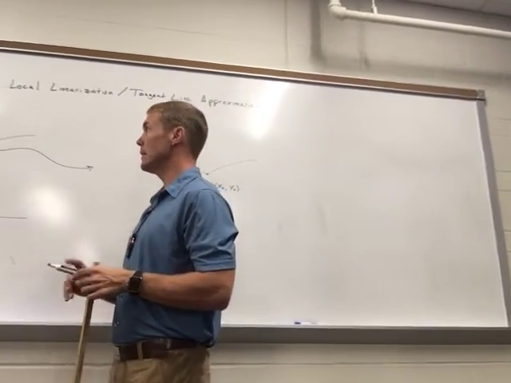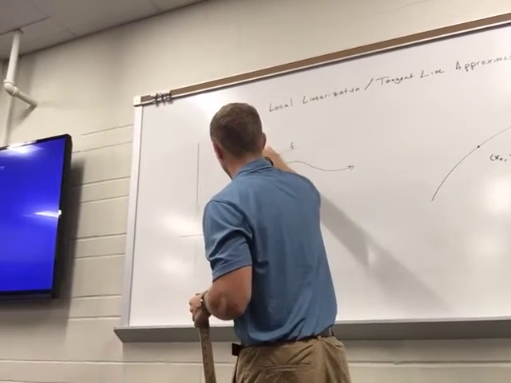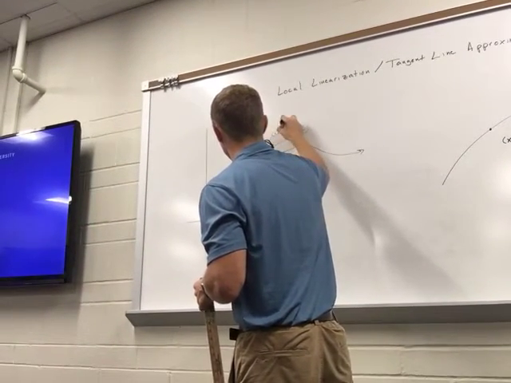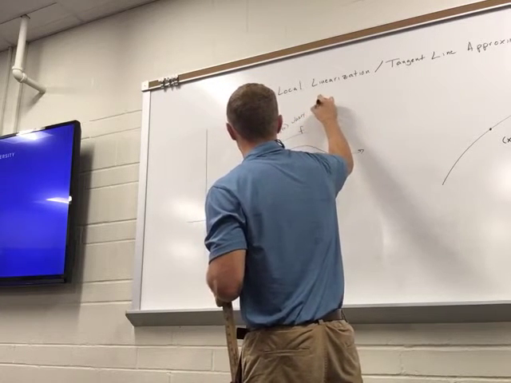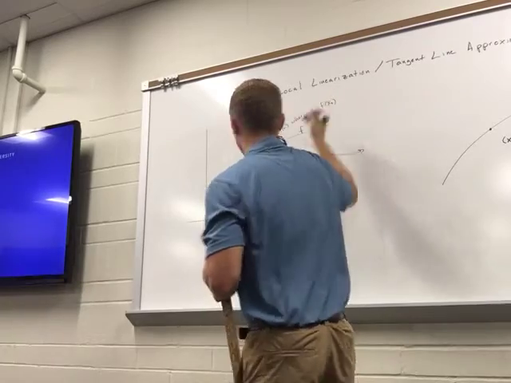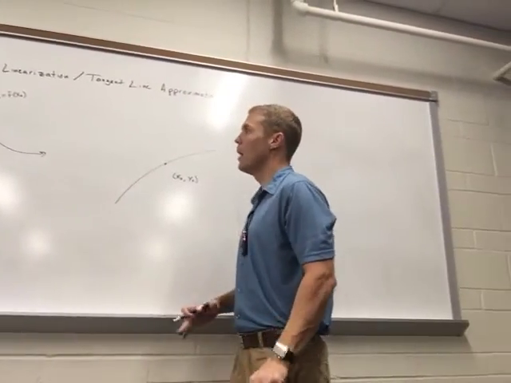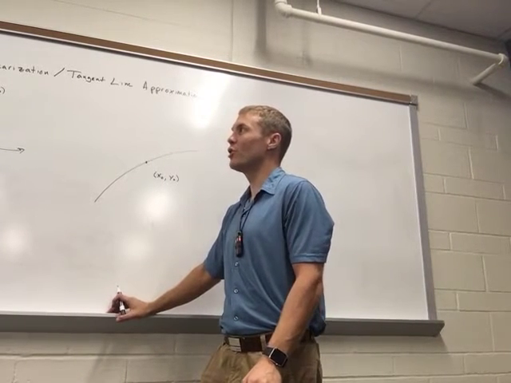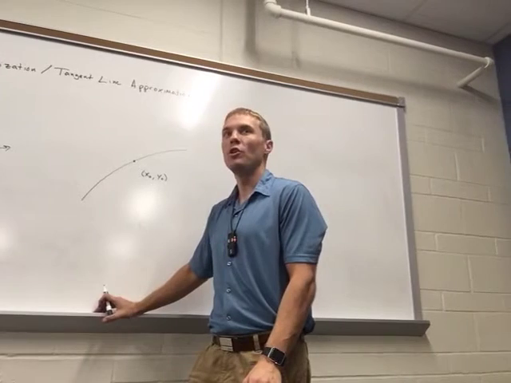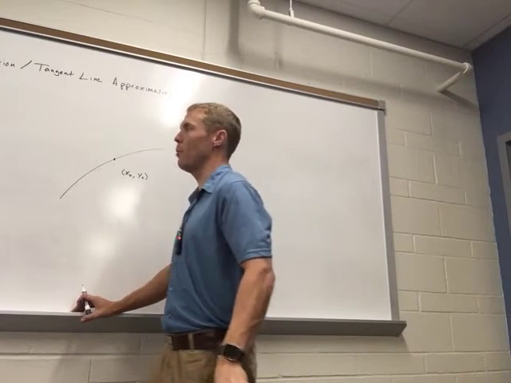So the idea is simple. We have a function f going through the ordered pair x naught, y naught, where y naught equals f of x naught. That's one point on the actual function. And the goal, or the idea, is that we know what happens to the function at that point. We want to use that information to try to get information about what happens near that point.